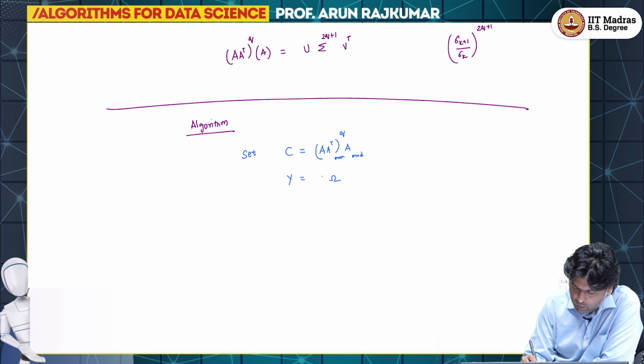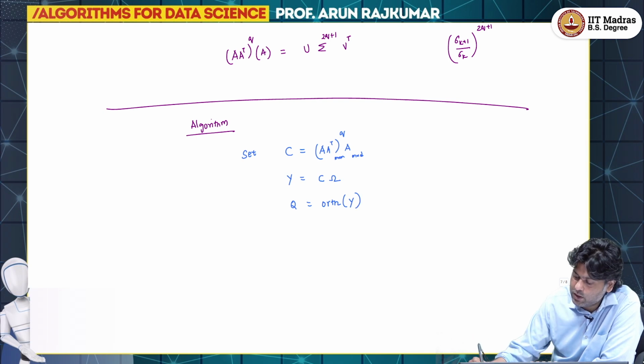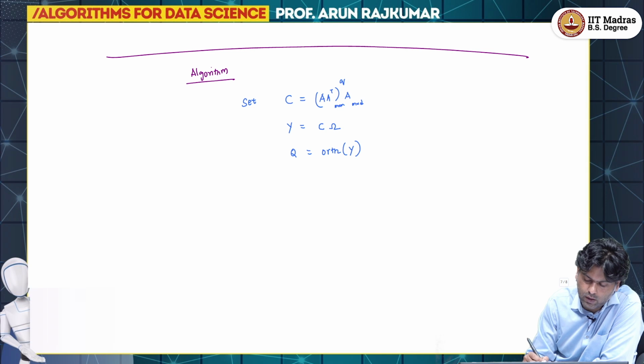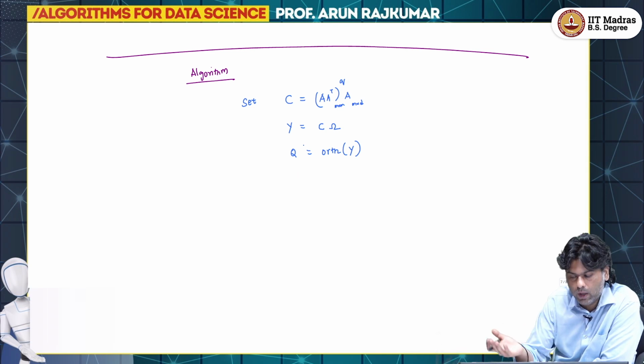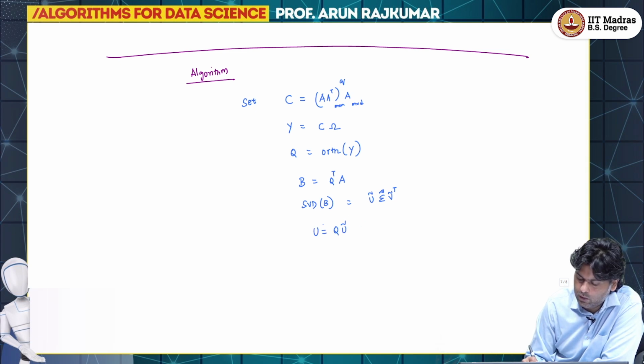So, I will set Y as C omega, and then Q is, as usual, the orthonormalization of Y. Once I have a better basis for the top k singular vectors of A transpose QA, which is what we want, I will set B as Q transpose A, do SVD of B, get U tilde, sigma tilde, V tilde transpose, and now pull back. So U hat is Q times U tilde, sigma hat is sigma tilde, V hat is V tilde, and the approximation A hat is U hat sigma hat V hat transpose.